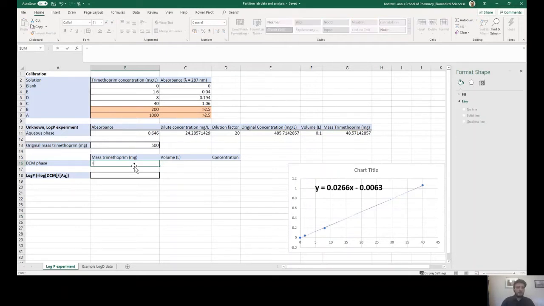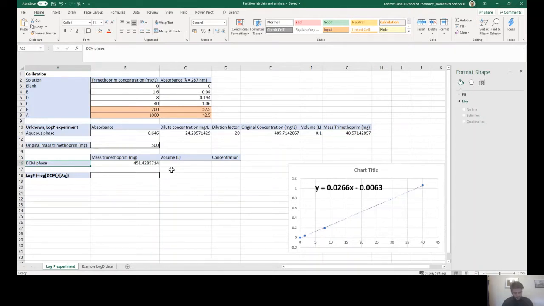So therefore, the DCM phase must contain 500 milligrams minus whatever there was in the aqueous phase. So 451.43 milligrams. And we can see that answer there now. Hopefully that makes sense. We've worked out the concentration in the aqueous layer. From the concentration and the dilution factor, we've worked out how much mass there is in the aqueous layer. And from that, and knowing how much trimethoprim we put in originally, we can, by difference, determine exactly how much was in the DCM phase, the organic phase of the log P experiment.